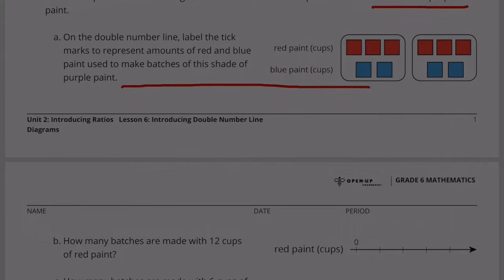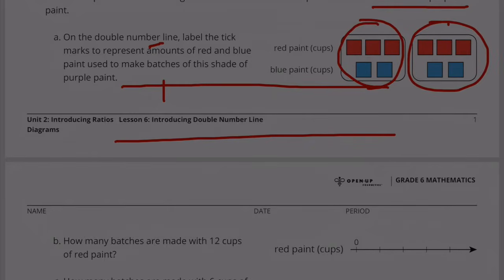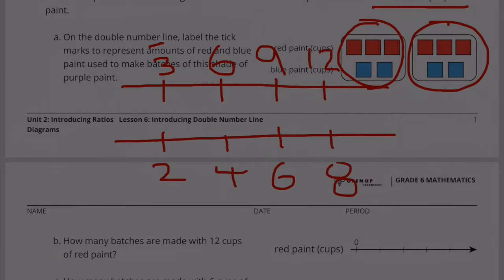I'm going to make a set of double number lines, and inside these boxes each represents the amount of paint for one batch. So 3 to 2 ratio. A 6 to 4 ratio would be for 2 batches, or a 9 to 6 ratio for 3 batches, a 12 to 8 ratio for 4 batches.